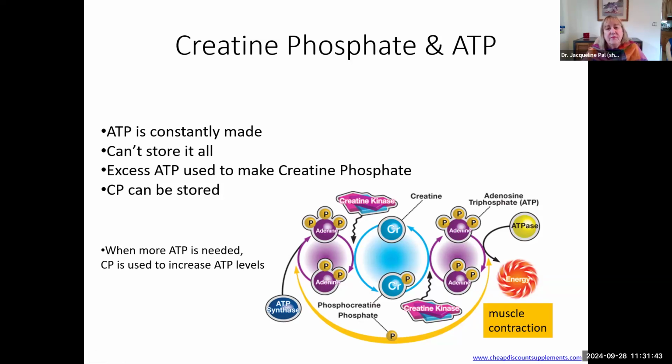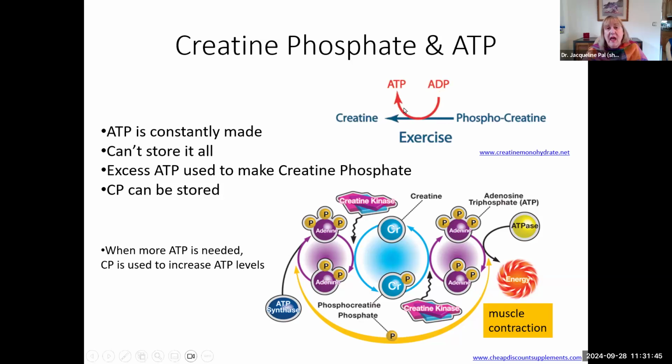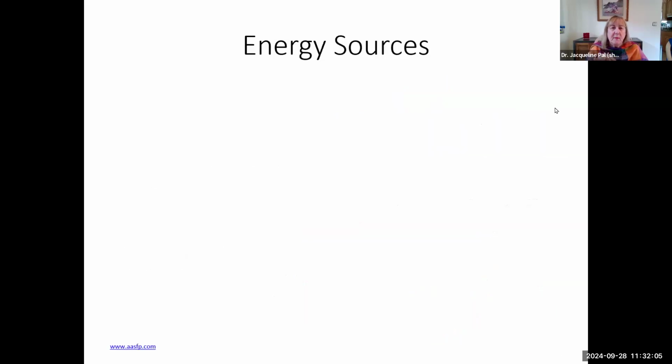So, at rest, ATP is used to make phosphocreatine. At exercise, phosphocreatine is used to make ATP. So this is a reversible equation, goes back and forth. So what does this mean?